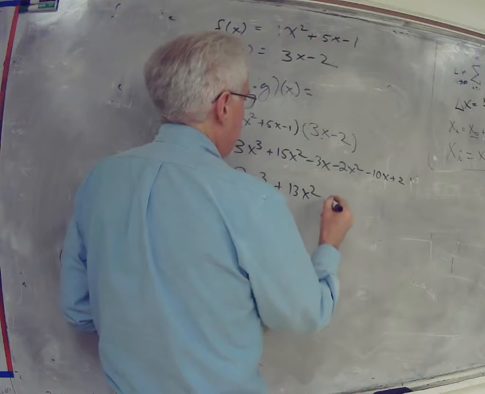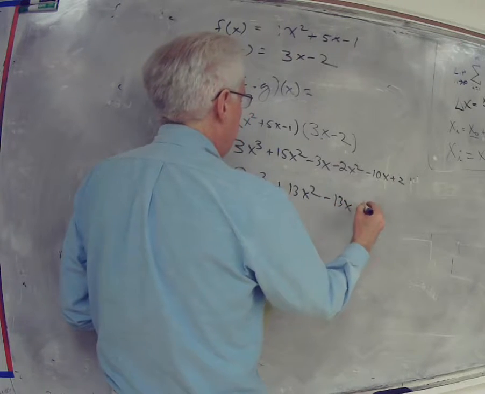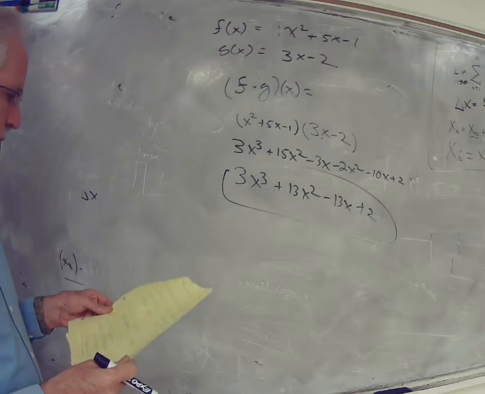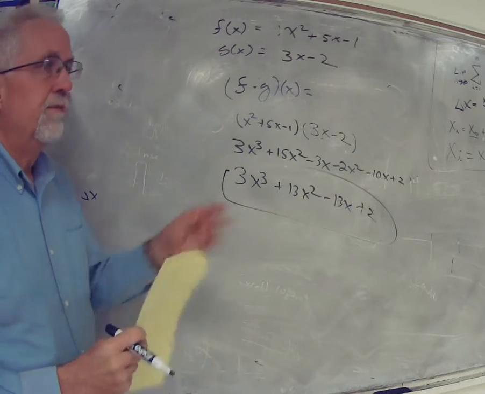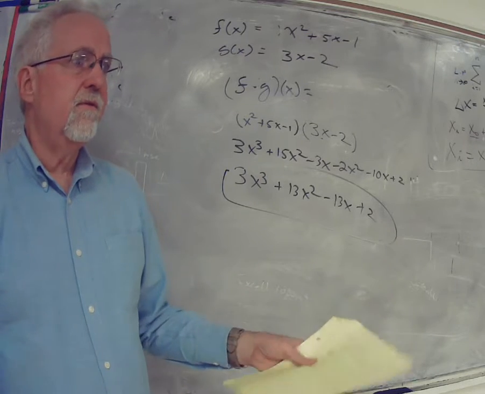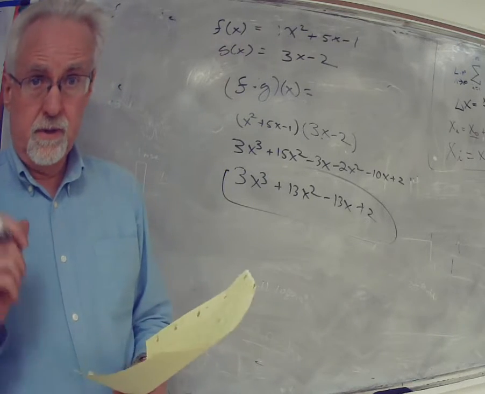Minus 13x, and then plus 2. Boom. I think that is right. That looks like a great answer there. Okay? So these are easy or hard? Easy. You just do the function and then you combine like terms, right?